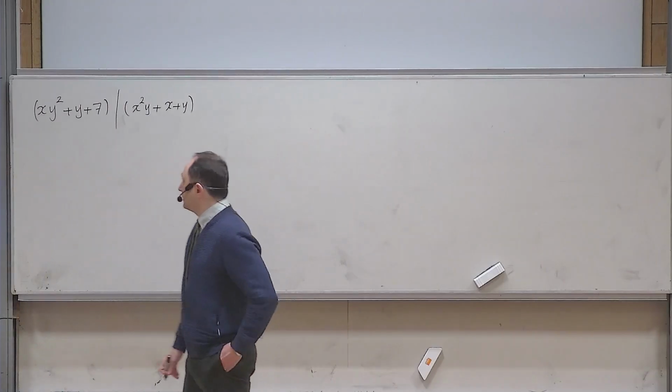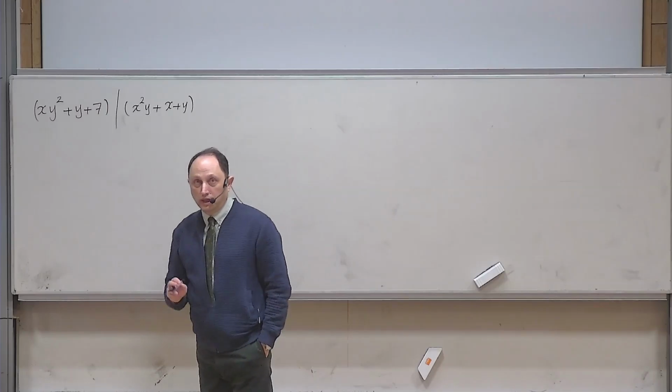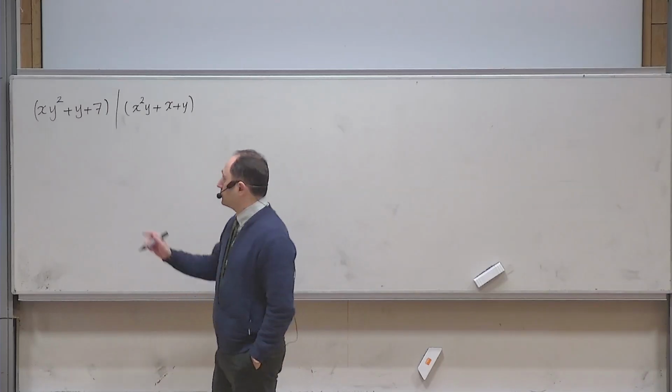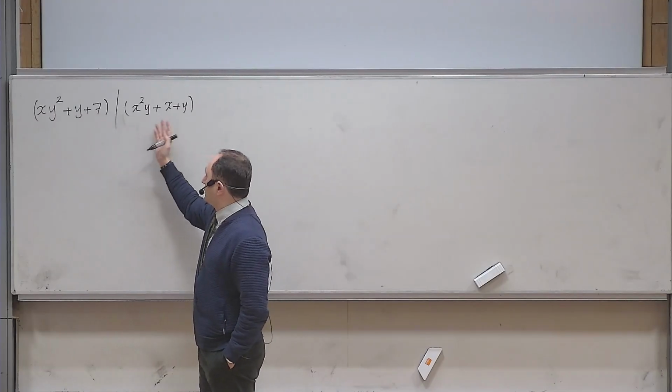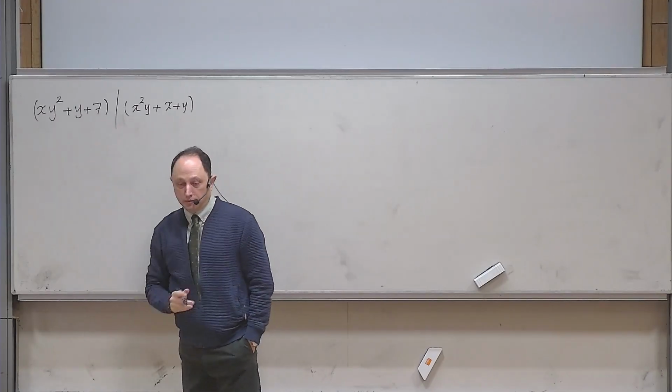Okay, so now let us solve the problem. Here I am looking for all x and y from the set of natural numbers for which the left-hand side divides the right-hand side. In other words, this number is divisible by that number.